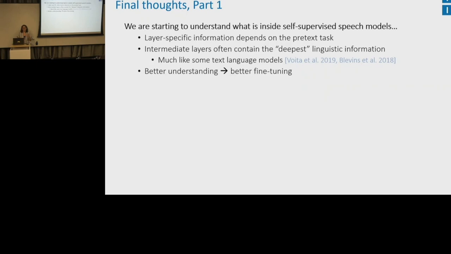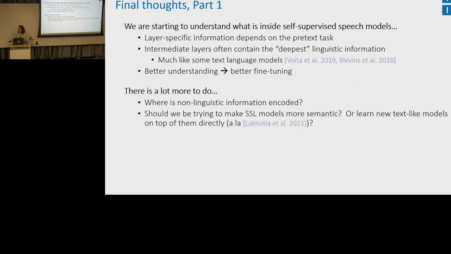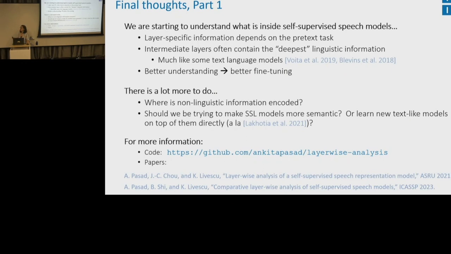And we think that this better understanding is starting to help us use the models better, do better fine tuning. Okay. There's a lot more to do and a lot more that I haven't shown you. We haven't studied where non-linguistic information is encoded, though some other people have started doing that. It's interesting to think about whether and how this implies that we might be able to make self-supervised learning more semantic. Should we bother doing that, or should we just learn new text-like models on top of these self-supervised models directly, which is a direction that some people are looking at? I don't want to go into all of that right now. I want to save a little bit of time for the second part. For more information or to try these analyses out on your favorite model, you can refer to Akito's code or the papers.